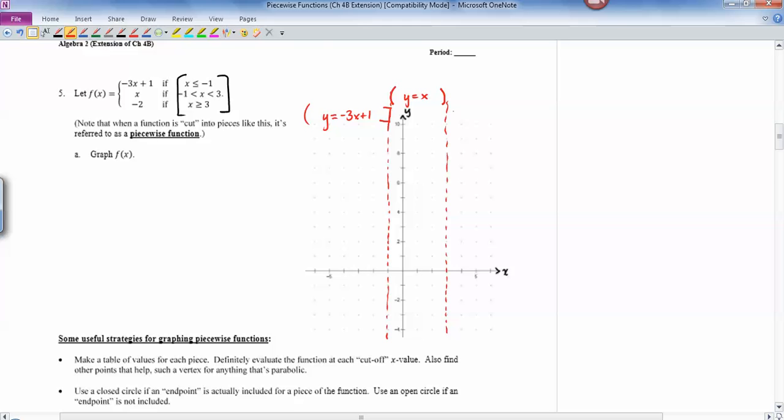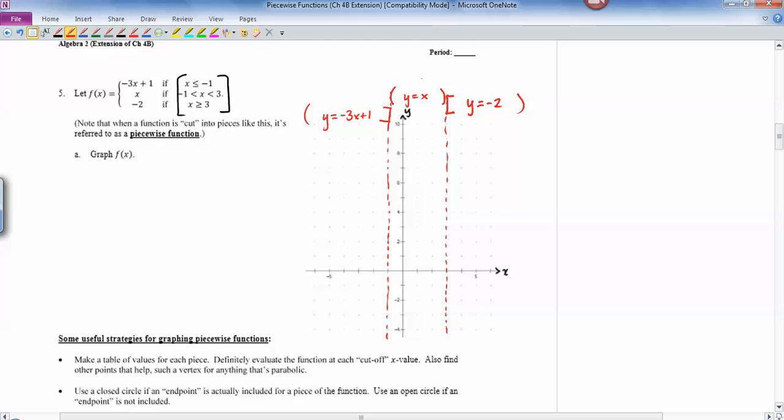And then the last part is, y is just -2 for everything bigger than x equals 3. So everything over here, x is bigger than 3. And I'm going to say it should look like y equals -2 on that piece. And this one, I'm going all the way down to and including 3, and then all the way up to infinity.